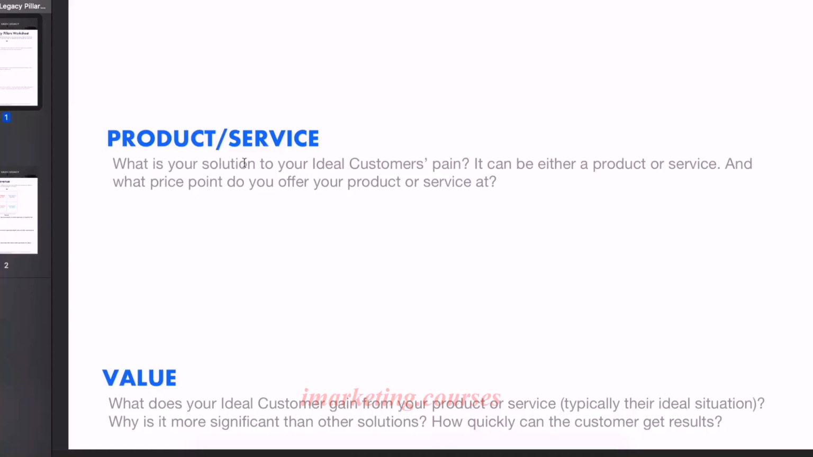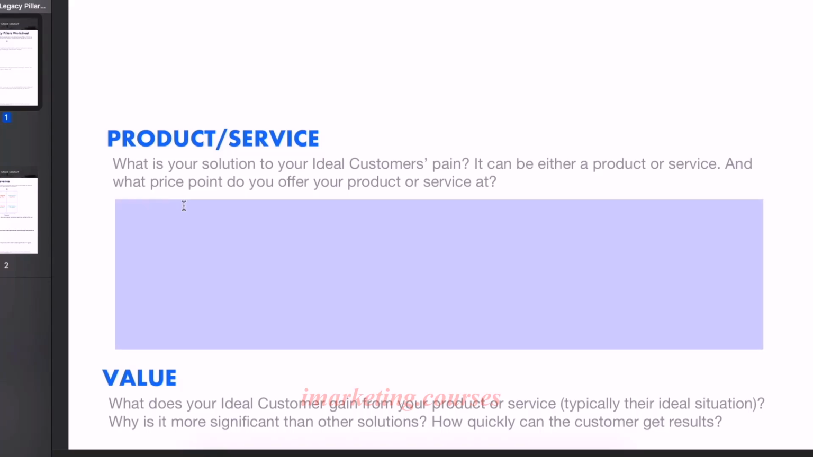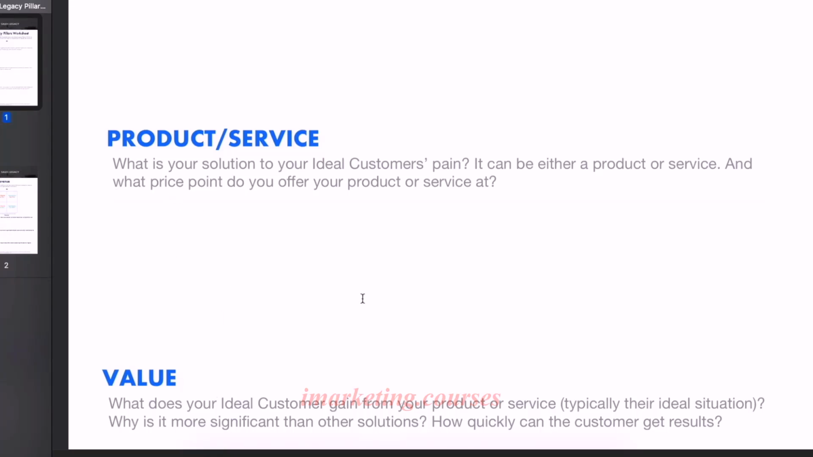Next, you're going to talk about your product or service. What is your solution to your ideal customer's pain? It can be either a product or service, and what price point do you offer it at? Go ahead and fill it in right here.